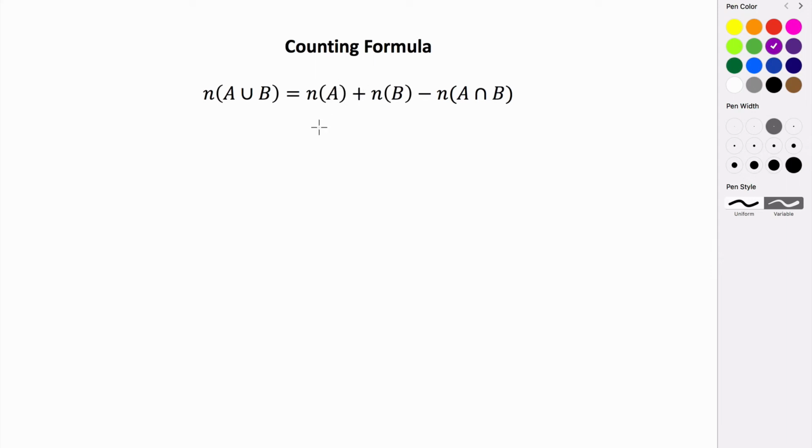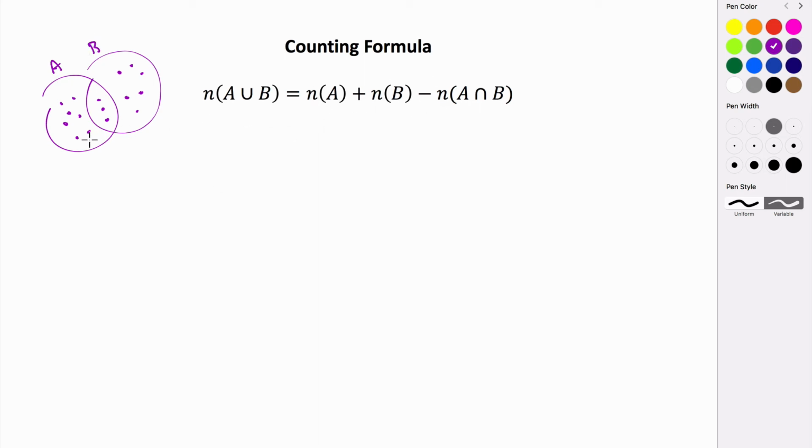Let's say A had 10 elements and B had 9 elements, but there were 3 that were in both A and B, right? So here we have 2 circles. There are 3 that are in here, and then it has 10. And this one has 9. So this is A, and this is B.